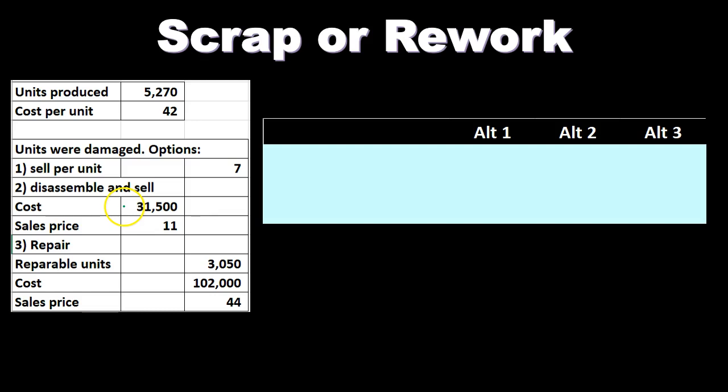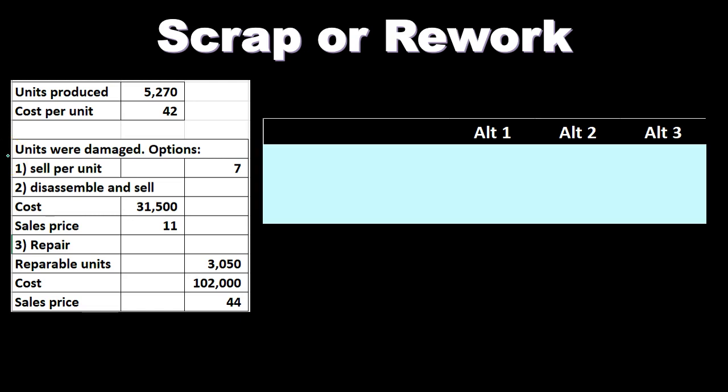Here's the data that we will go through with this scenario. We have the units produced: 5,270 units. The cost per unit is $42. The units were damaged. So we've already produced the 5,270 units. We've already spent the $42 to produce those units. Those costs then are sunk. They're already gone. It is what it is. At this point in time, we have 5,270 units and they are damaged.